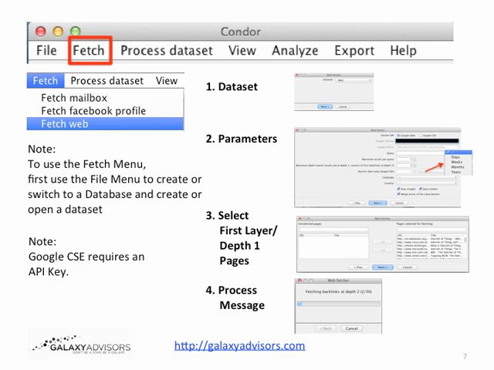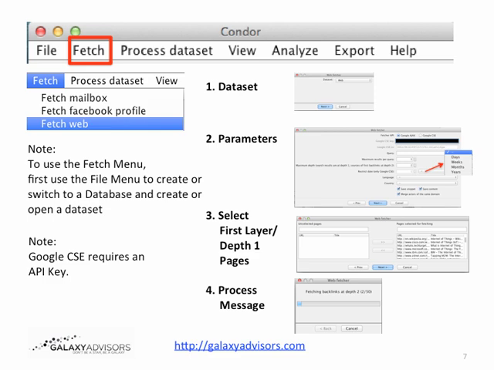And then you're going to have a chance at the 3rd step to, given the first layer or depth 1 pages, exclude them or accept them and decide, well, I don't want these pages, I want only these. So you have a chance for selecting those. And then you're going to get a process message while it goes out and fetches these web pages for you.